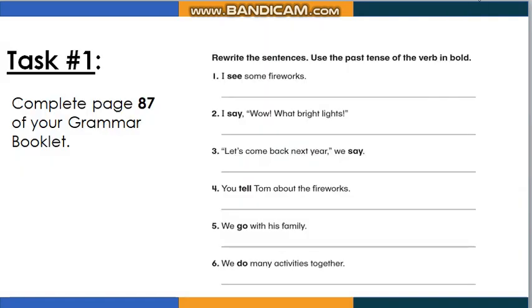And here is task one. What I want you to do, everyone, is to get your grammar booklet because we're gonna use it today. So get your grammar booklet and open page 87. Here are the questions. So what we are going to do is to rewrite the sentences. Use the past tense of the verb in bold. What I want you to do first is to find the verb. Look at each sentence and find the verb, okay? So let's do a quick move to find the verb in each sentence. And then what we're going to do is to use the past tense of the verb, okay? So let's go.